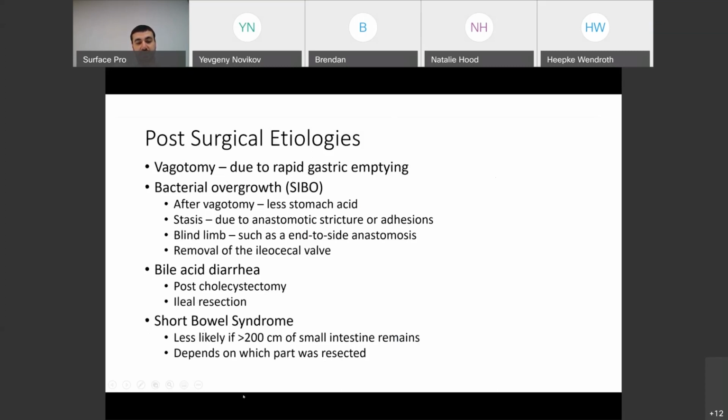Lastly, short bowel syndrome. Most of you are familiar with what this is. You cut out enough gut and then you end up having diarrhea. It's unlikely if you have more than 200 centimeters of small bowel remaining. So that's one thing to keep in mind. But there are a lot of caveats to short bowel syndrome, and it really depends on which parts have been resected, what's left, do they have an ileocecal valve left? But this is something else in the surgical etiologies.